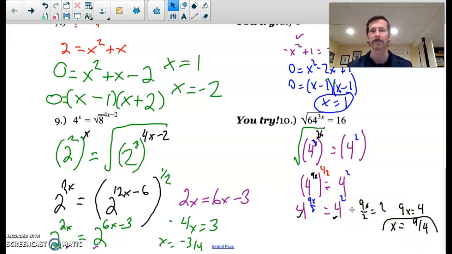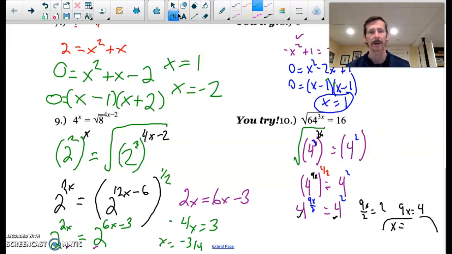And I noticed that I have a wrong answer here. So I will erase this, and I will write the correct answer, which I now have more room to write anyway. So if I multiply the 2 over, I get 4, and then I divide both sides by 9, my answer would be 4/9. And sometimes my 4s and 9s look the same, so I'm being careful.